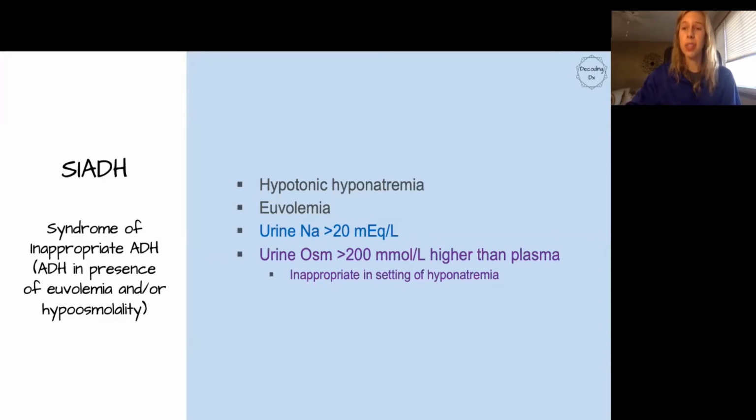The other two things that are really critical to establishing this diagnosis as different from other things are that the urine sodium will be greater than 20 milliequivalents per liter, and the urine osmolality will be more than 200 millimoles per liter above the plasma osmolality.